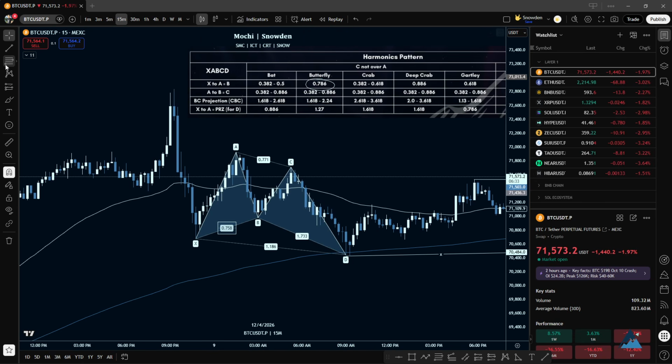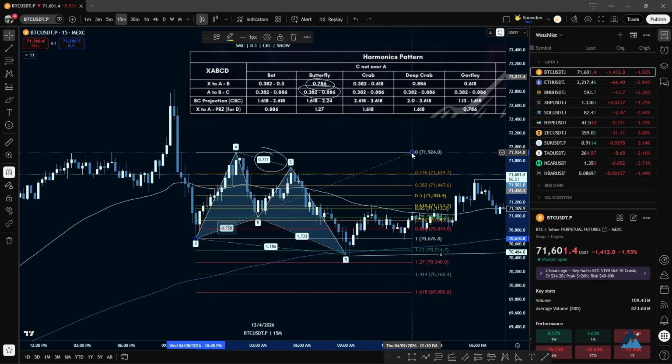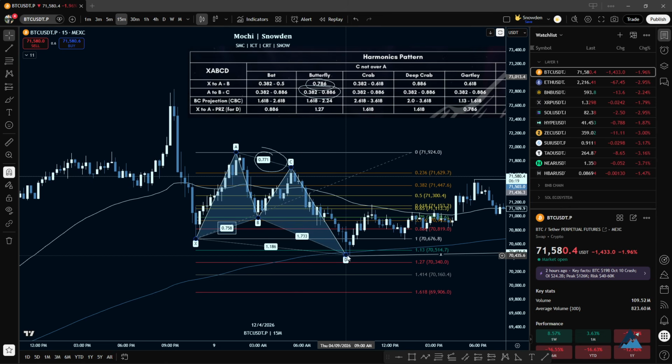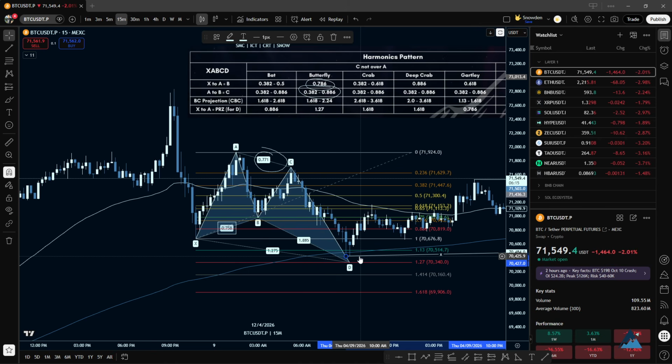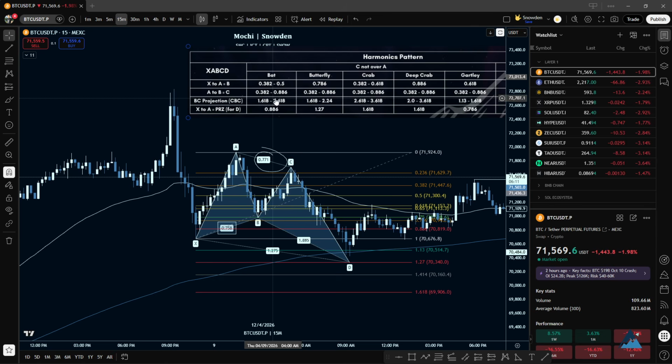C leg. 771. Pasok ba siya sa dito? Yes. What about the PRZ? Sa PRZ natin, okay, 1.27 dito dapat. Pero as you guys could see, nangyayari siya above 1.27. Diba? Dito siya nangyayari sa taas ng 1.27. Pero double check natin. So, okay.